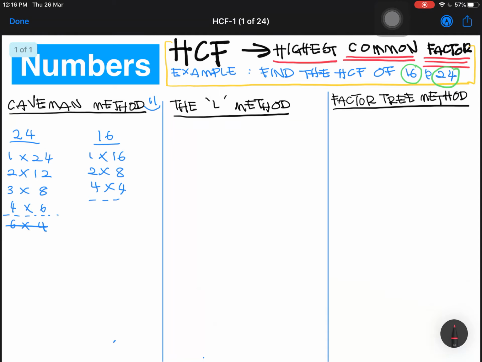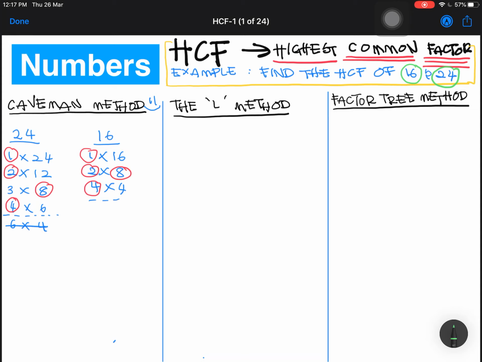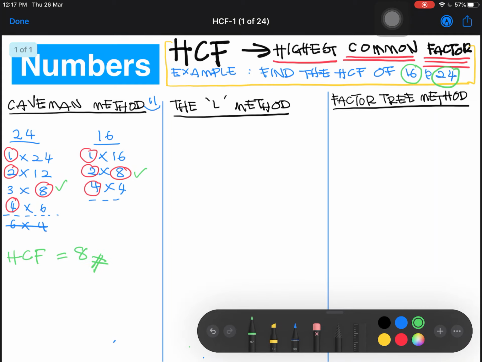Now we are trying to find the common part. We've listed down the factors. Now, what numbers are common among the two? We have 1, 2, 4, and 8. We've identified the common ones. Now, the third part says you have to find the highest of all the common factors you've identified. As you can see, the highest is 8. So that means the HCF equals 8. Done. This is the first method.